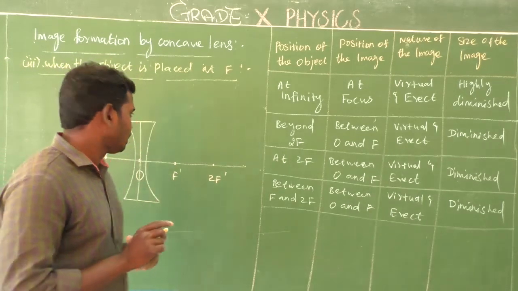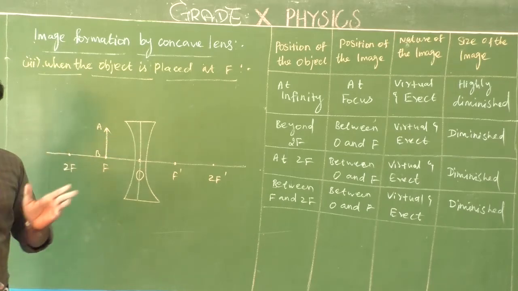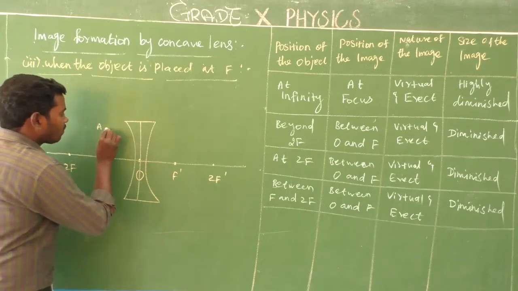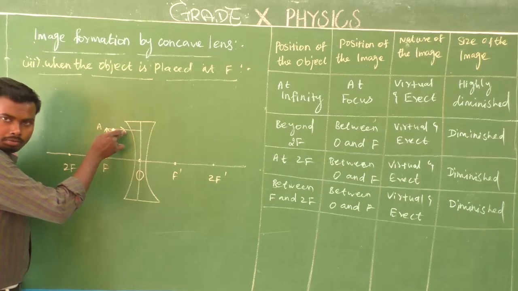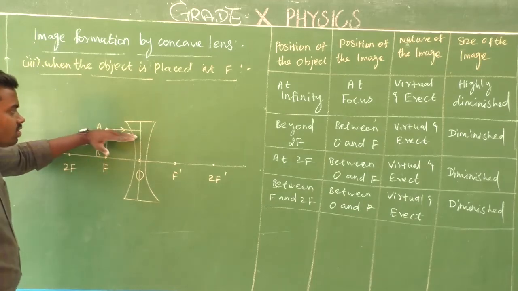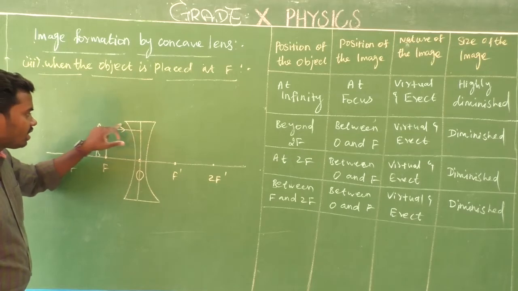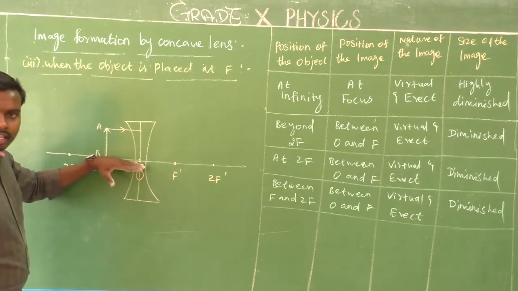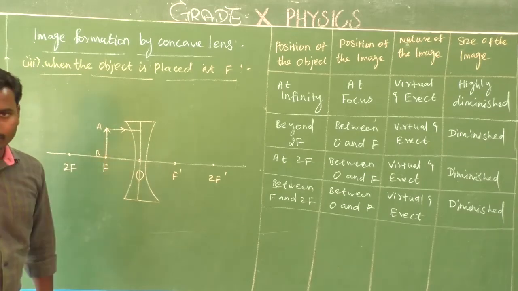Is it clear? Yes. So consider the top A. From the top of the object, light rays are coming. Consider the ray of light coming from the top of the object. Actually, this ray of light is parallel to the principal axis. Alright. So this is a ray of light coming from the top of the object. That is parallel to the principal axis. This is the principal axis, and this is parallel to the principal axis. Am I right? Yes.